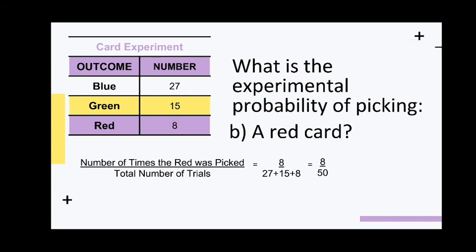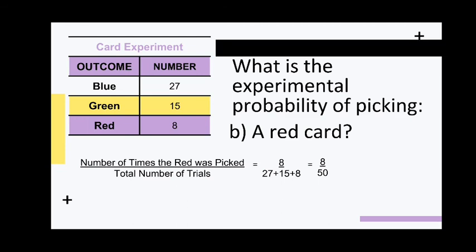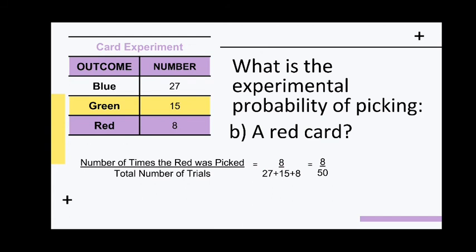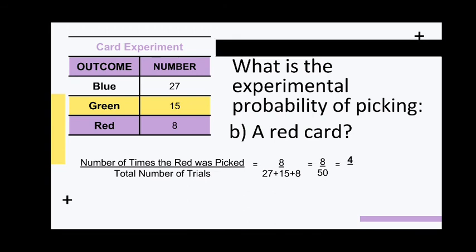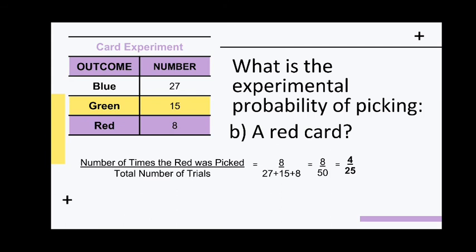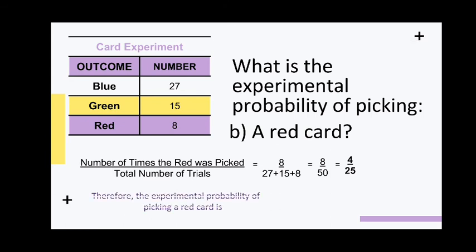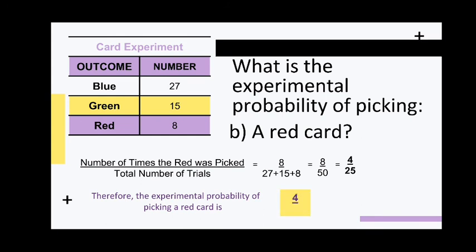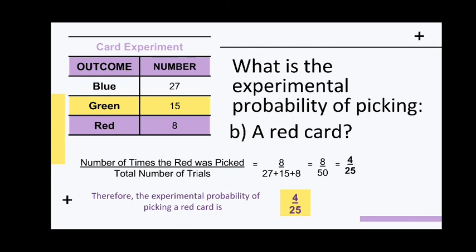So, ngayon, ang 8 over 50 ay hindi pa naka-lowest term kasi hindi 1 ang greatest common factor nila. Ang greatest common factor nila ay 2. So, we're going to divide 8 and 50 by 2, which is equal to 4 over 25. Therefore, the experimental probability of picking a red card is 4 over 25.